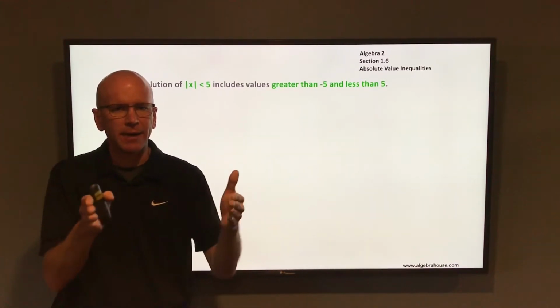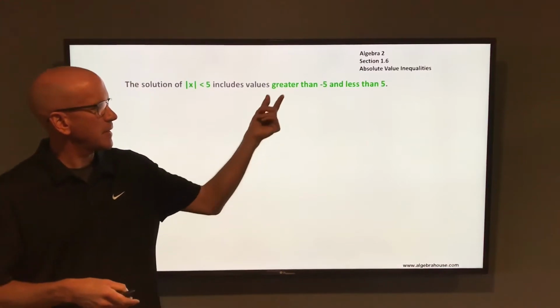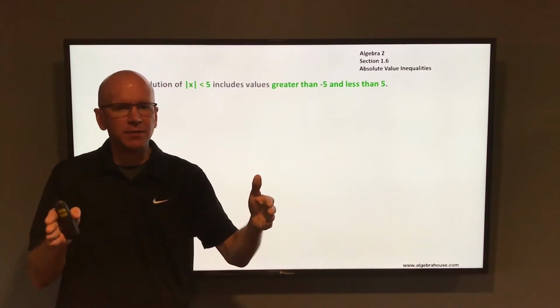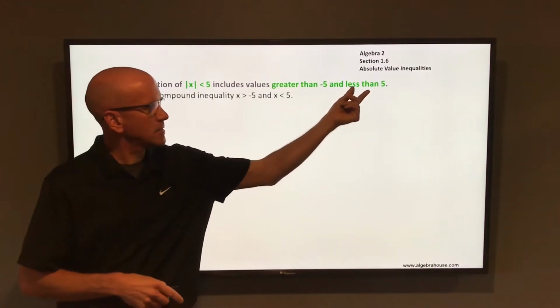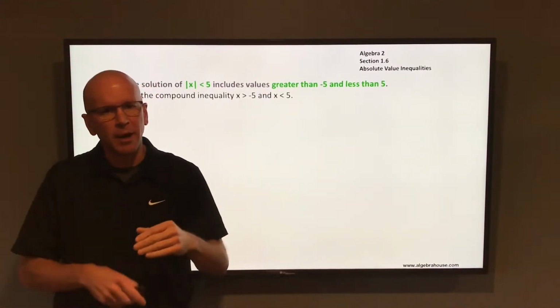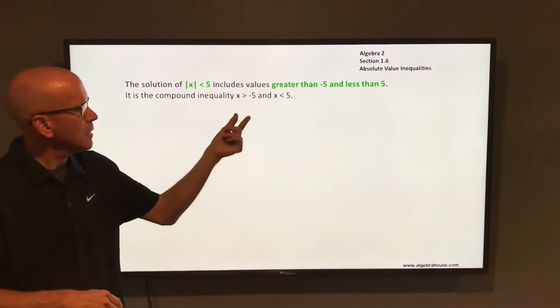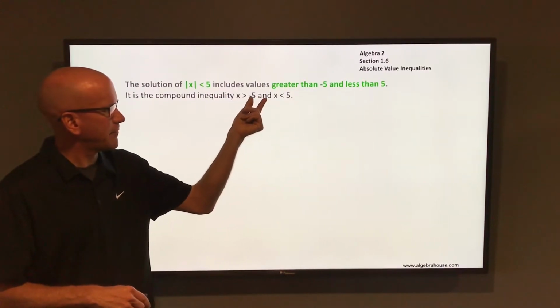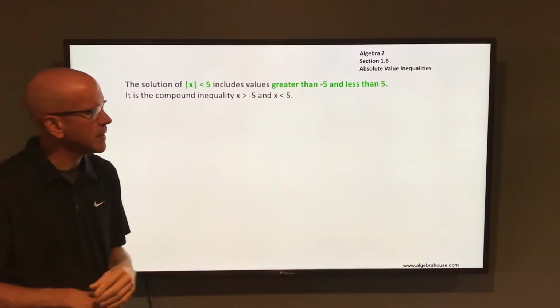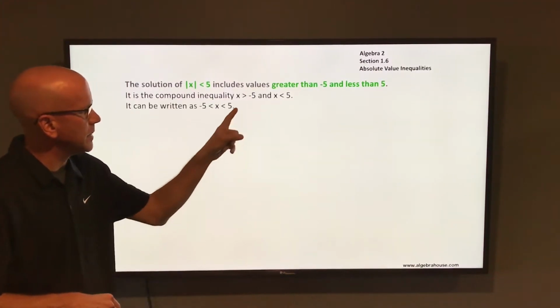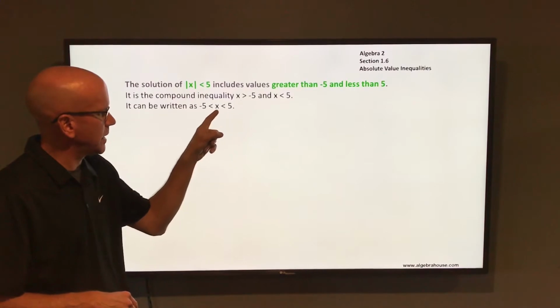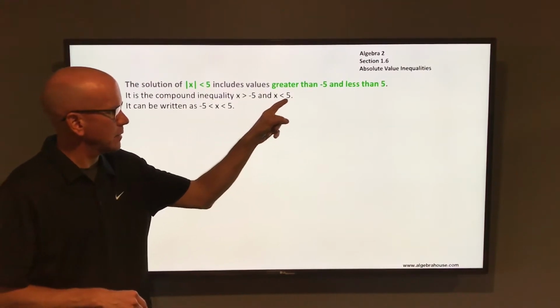negative 5 and 5. Or you could say that the value of x is greater than negative 5, it's to the right of negative 5, and the value of x is less than 5, it's to the left of positive 5. So saying that x is greater than negative 5 and x is less than 5, that's an and inequality. Remember, you can write an and inequality as one string. You could say that negative 5 is less than x, which is less than 5.